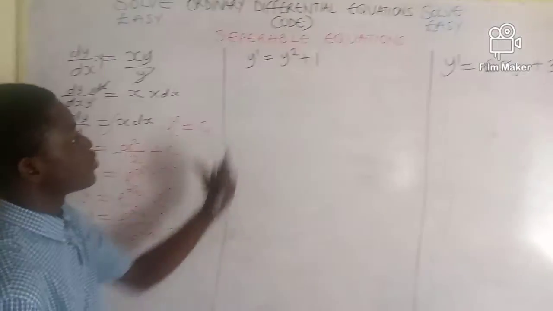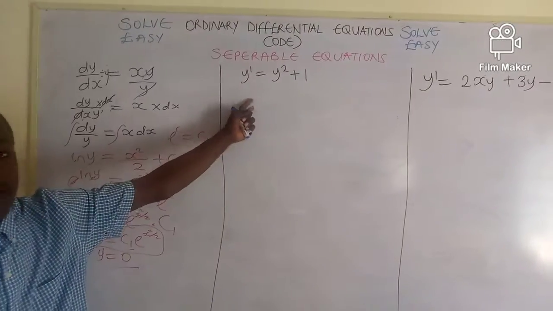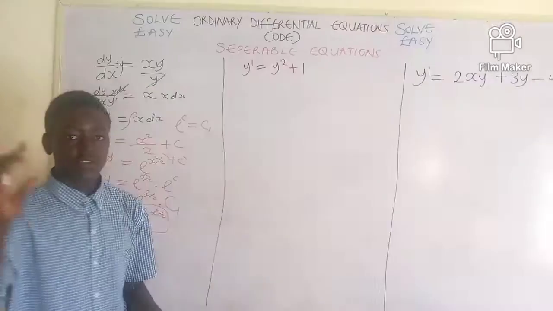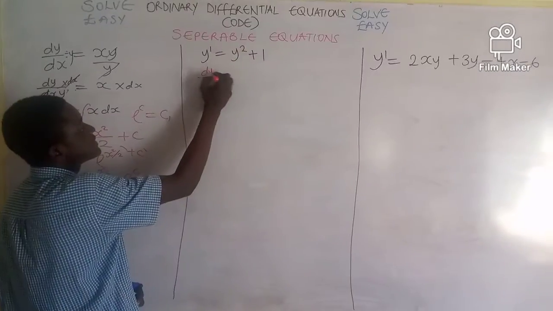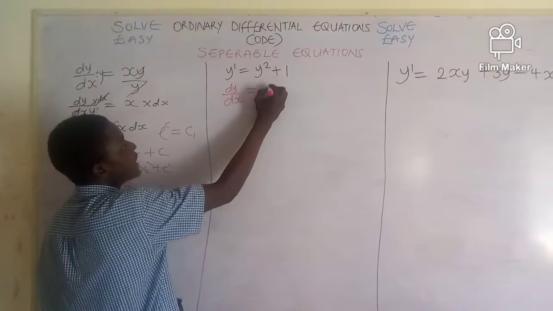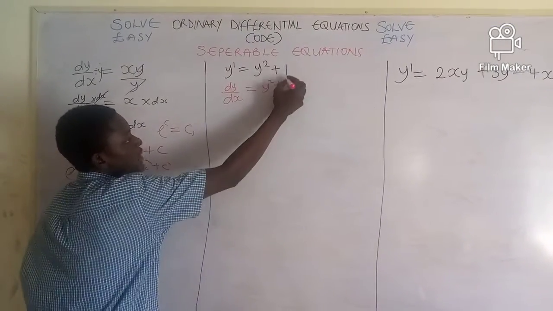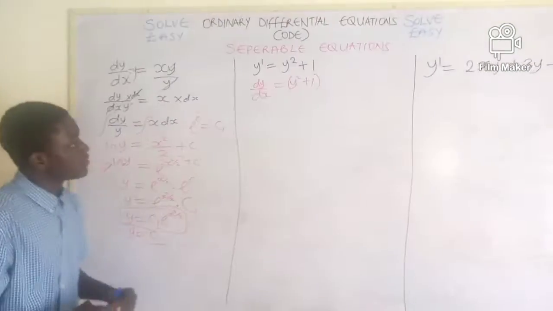Now moving on to the next question. Remember, y prime stands for dy/dx. Nothing different from what we've been doing. We'll say y prime, which is dy/dx, is equal to y squared plus 1. We can also put this in brackets to know what we are doing.